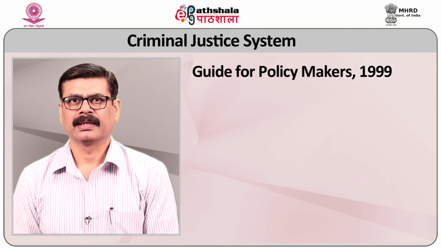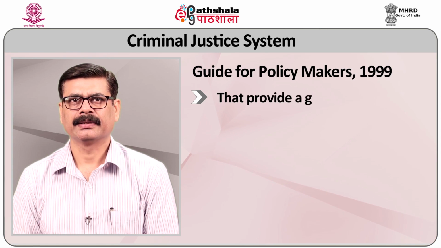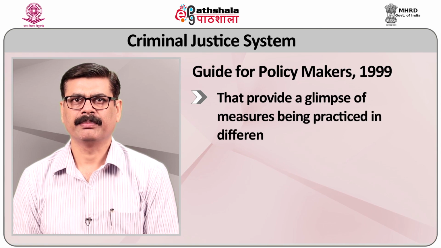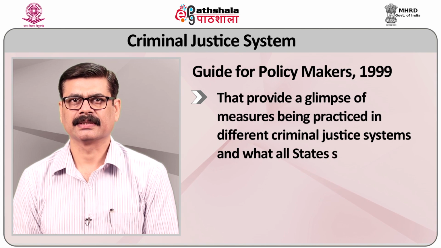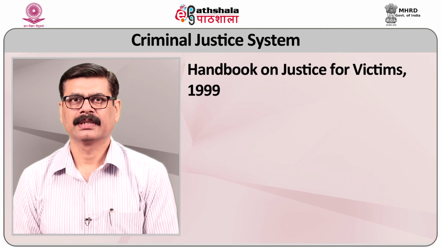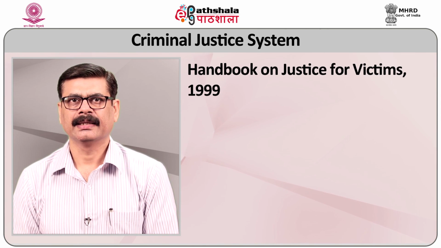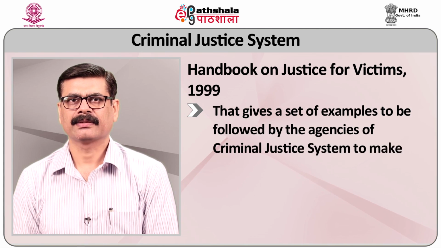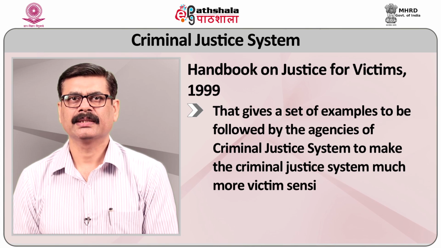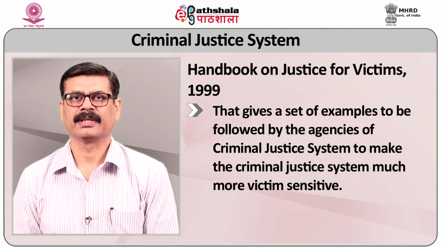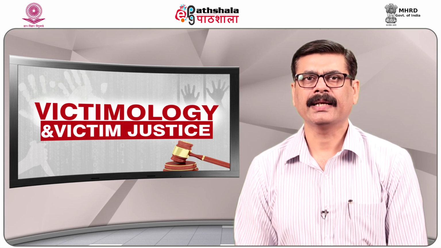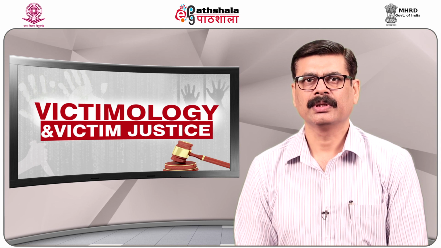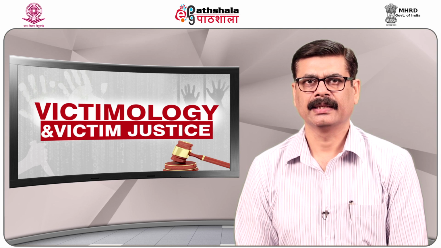The Guide for Policymakers 1999 provided a glimpse of measures being practiced in different criminal justice systems and what all states should follow. The Handbook on Justice for Victims 1999 gives a set of examples to be followed by the agencies of the criminal justice system to make it much more victim sensitive. By highlighting these instruments, this module tries to provide a clear picture of the United Nations' understanding of the victim issue.